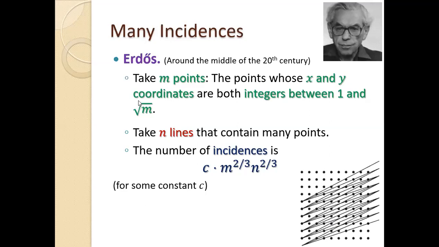So as I said, this was the person who looked at it first, as far as I know, is Erdős. He's a famous mathematician from the 20th century. And he tried to get to a lot of incidences. And he said, okay, let's think about it this way. It seems like we can have a lot of lines that each contain many points, right? There are a lot of lines here that contain many points.